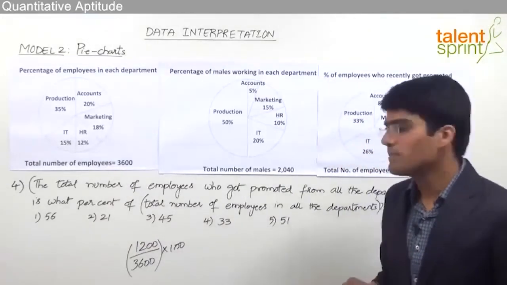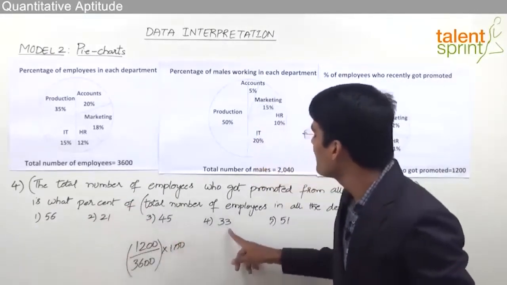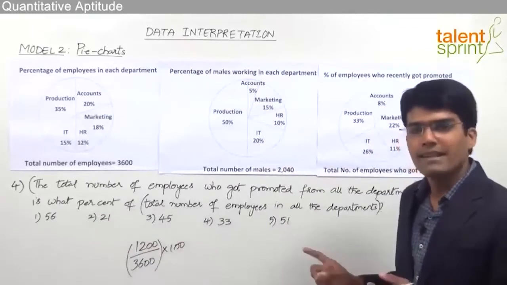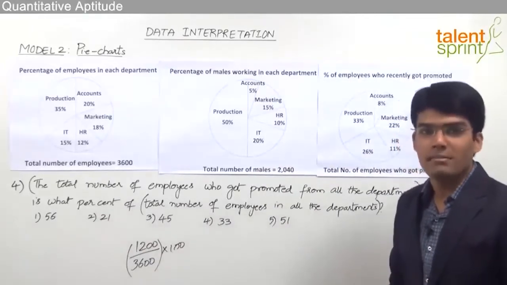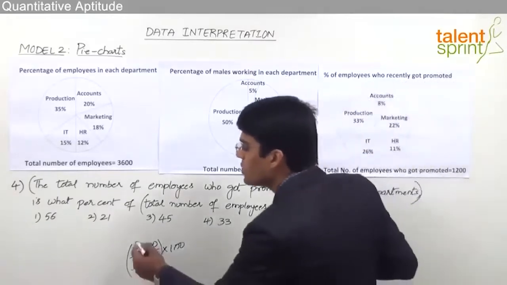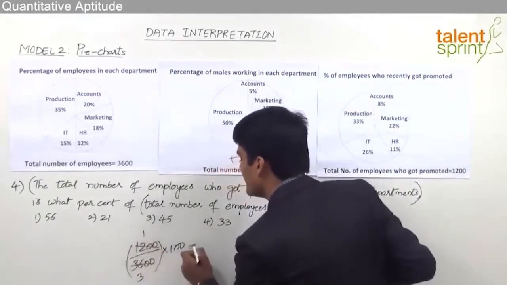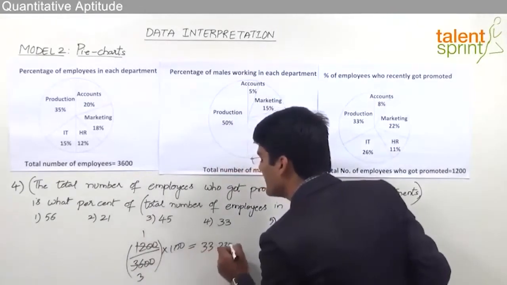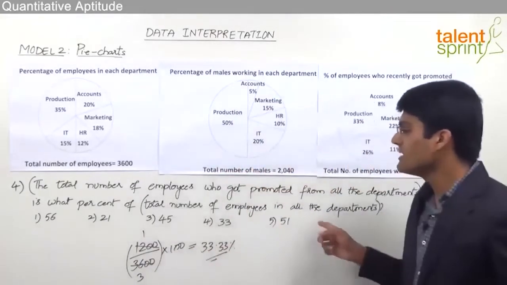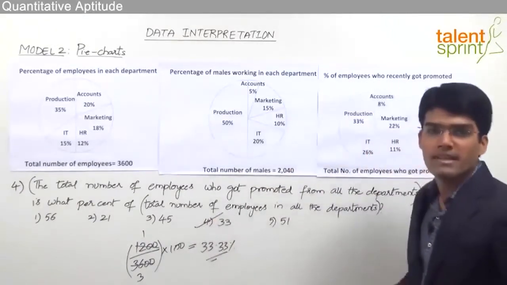Now before we do the simplification, look at the options: 56, 21, 45, 33, 51. Very clearly, approximate calculation can be done. Why? Because the options are not very close to each other. So approximately 12 by 36, we know that this is 1 by 3, and 1 by 3 is 33.33%, and out of the given options the best one here is 33%. So we say that option 4 is the correct answer.